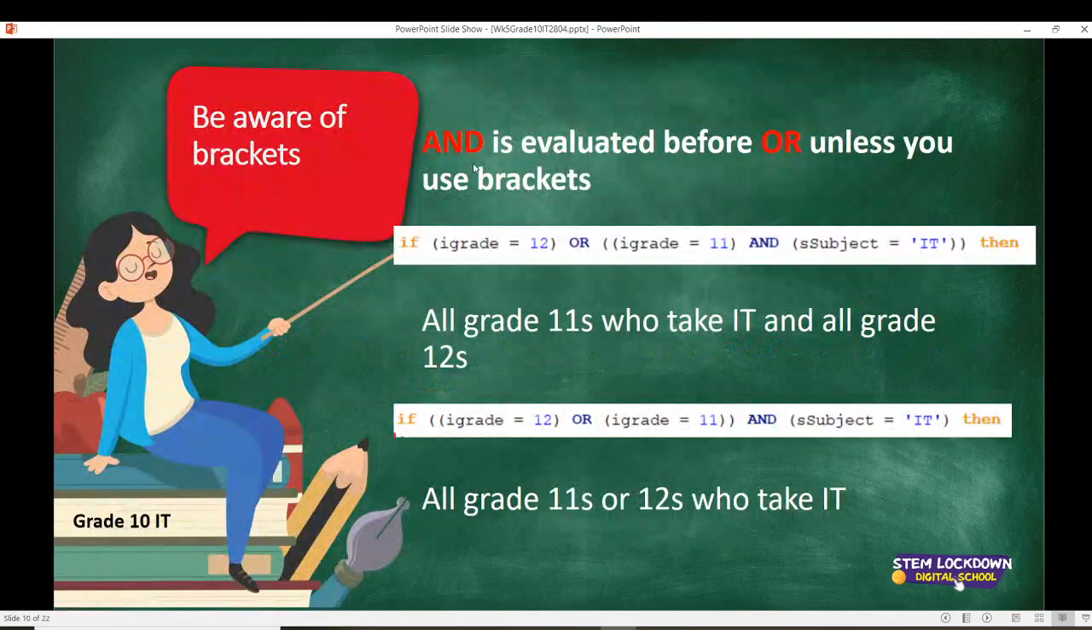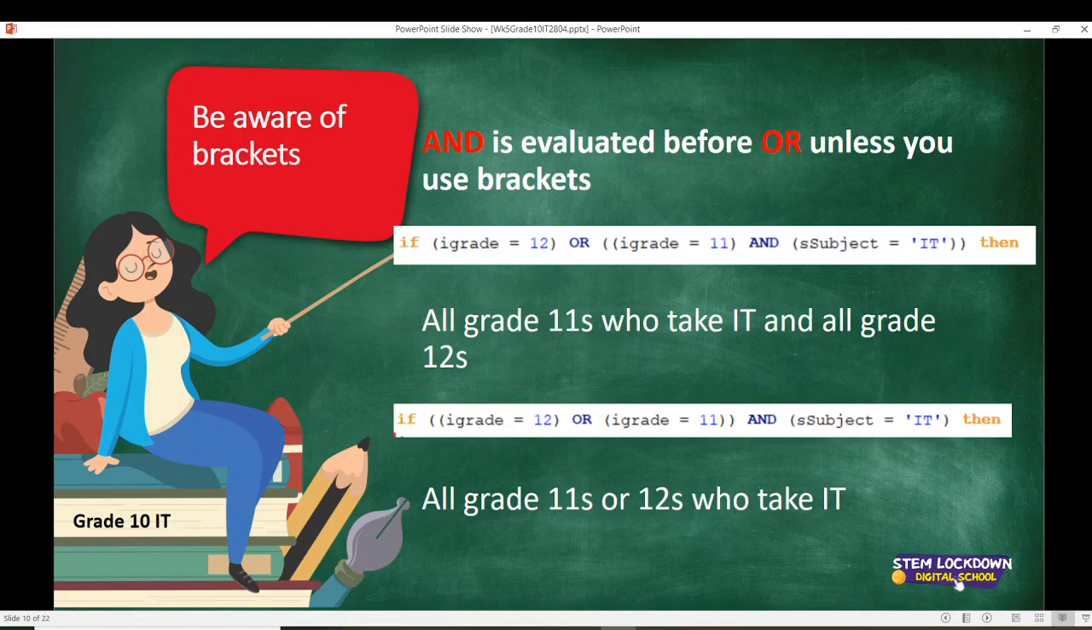Okay. And is evaluated before or, unless you use brackets. So and and or are almost like multiplication and addition in BODMAS. So and, if there aren't brackets, will be done first, the same as multiplication is, and then or will be done. The way that I remember it is a very simple way, and you know what? It works for me. And starts with an A, which is earlier in the alphabet than O for or. So and is done first.